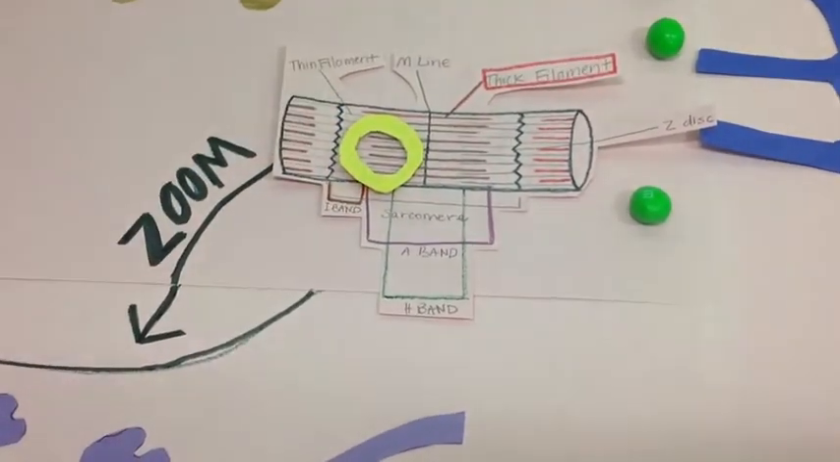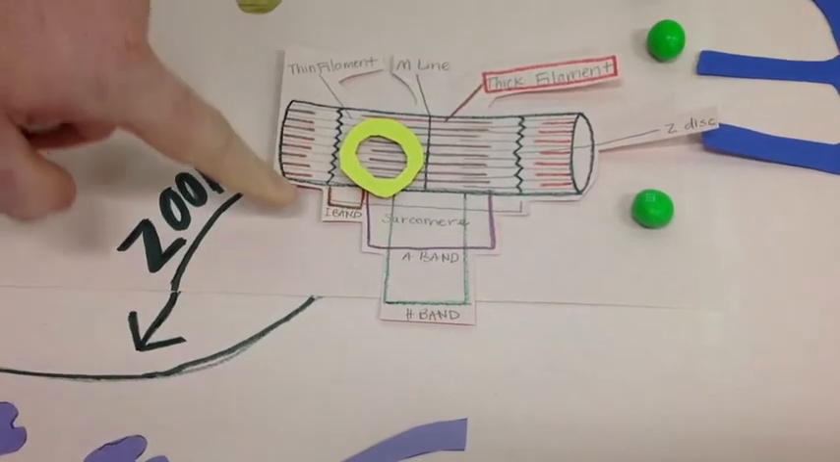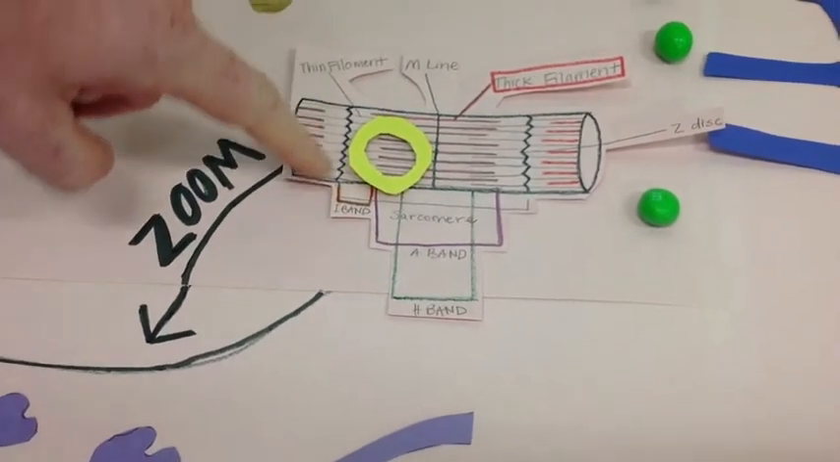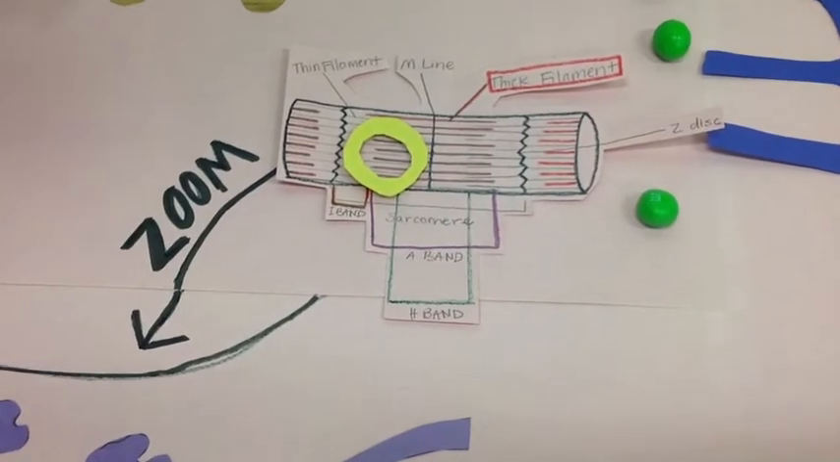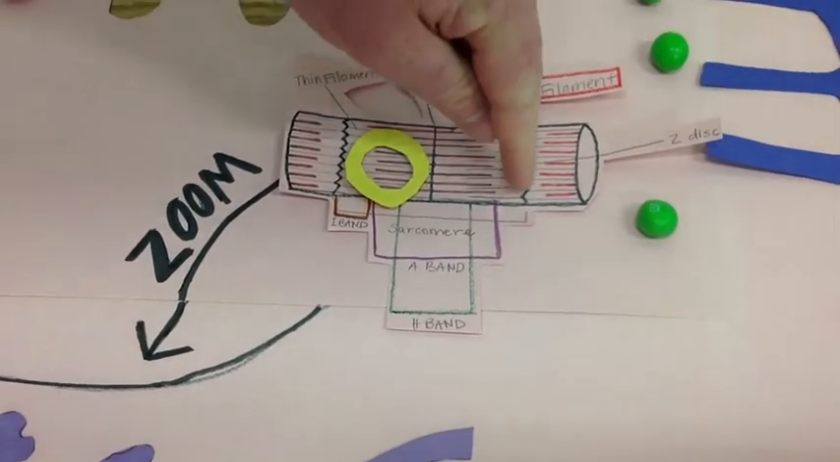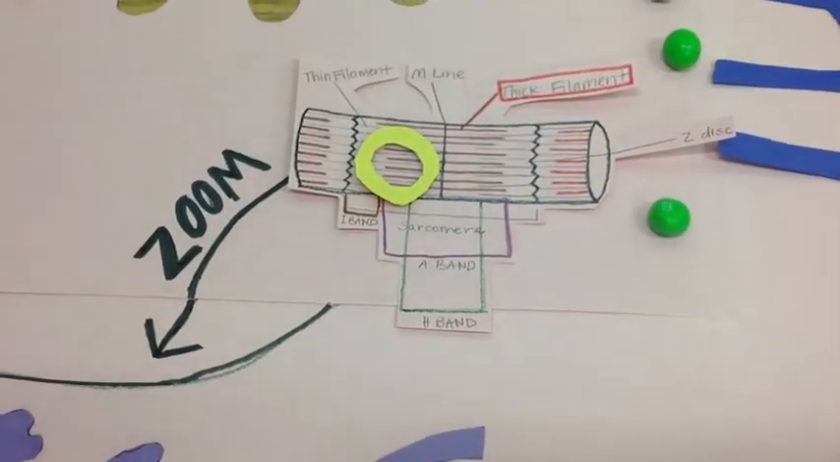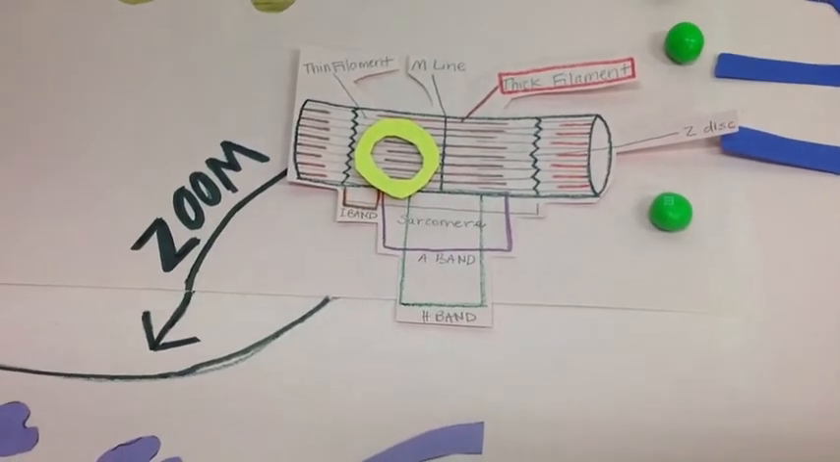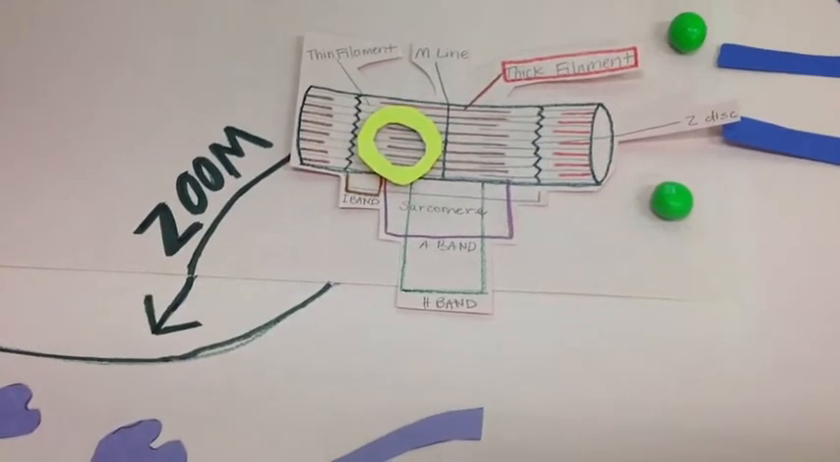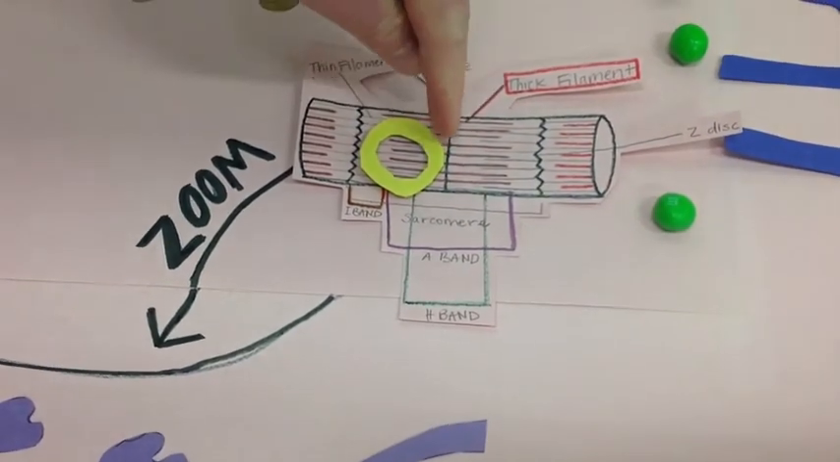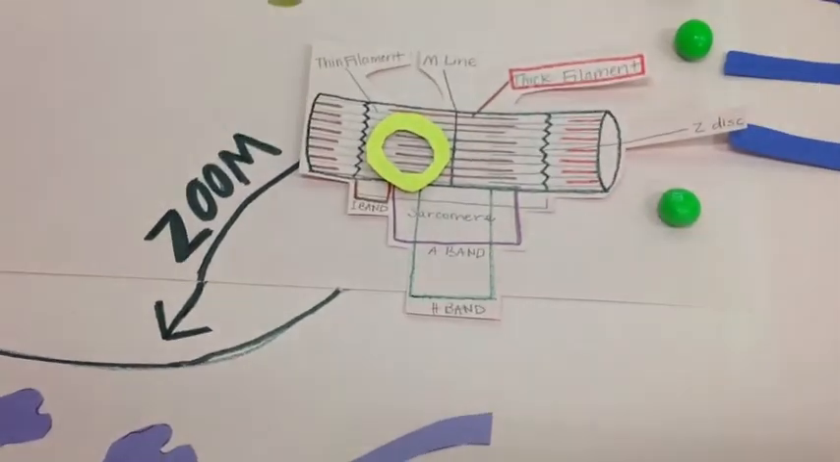You have an I band, which is only thin filaments, or called the light band. You have the Z line or the Z disc, which are the ends of each sarcomere, where the thin filaments attach. You have the H band, which is the lighter region in the A band, and there are no thin filaments. The M line or the M disc runs right down the middle and allows thick filaments something to attach to.